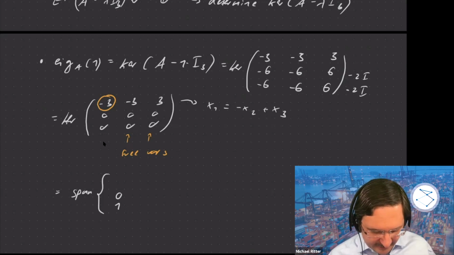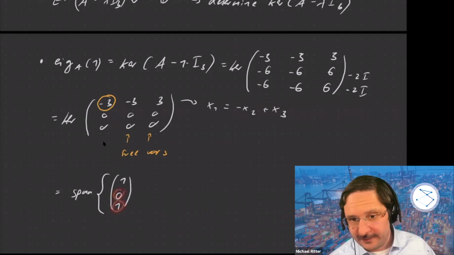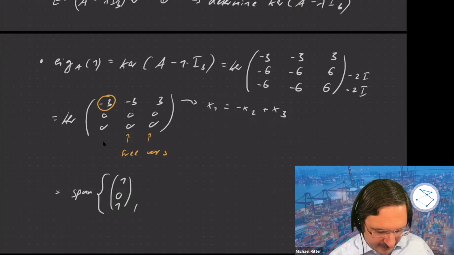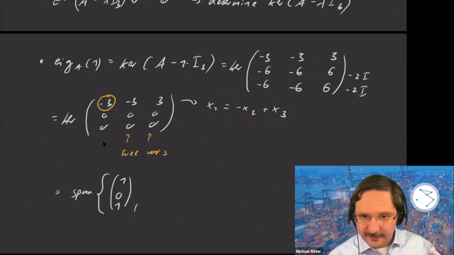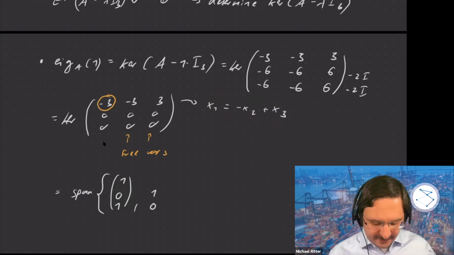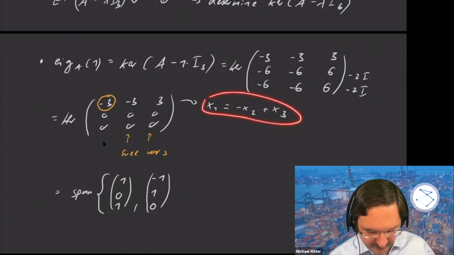So what we get here is a 1 for x1 if you substitute 0 for x2 and 1 for x3. So this vector here obviously solves this equation. And then we need a second one that is linearly independent. To do that, we just set the second free variable to 1 and all the others to 0. So like this here. And then the first coordinate simply becomes a minus 1, again according to this equation here.